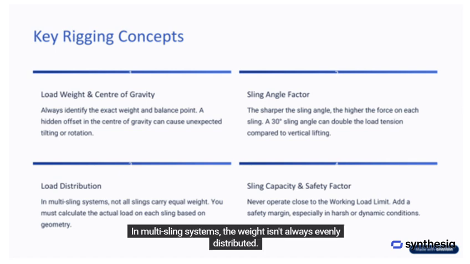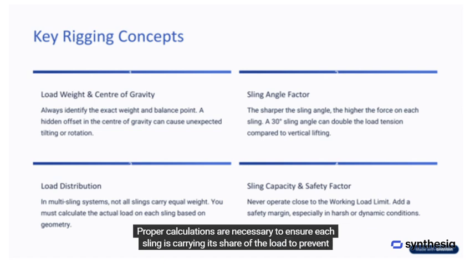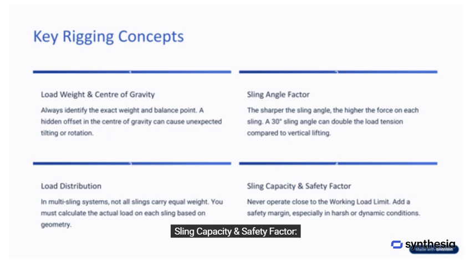Load distribution. In multi-sling systems, the weight isn't always evenly distributed. The actual load on each sling depends on the angle and geometry of the rigging setup. Proper calculations are necessary to ensure each sling is carrying its share of the load to prevent failure.